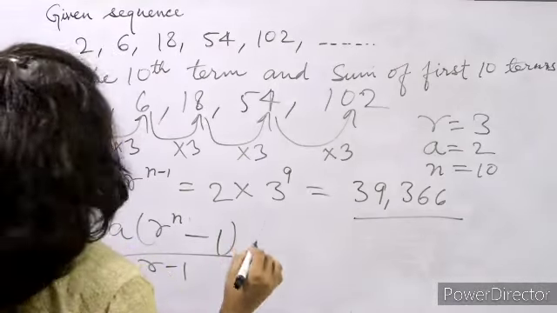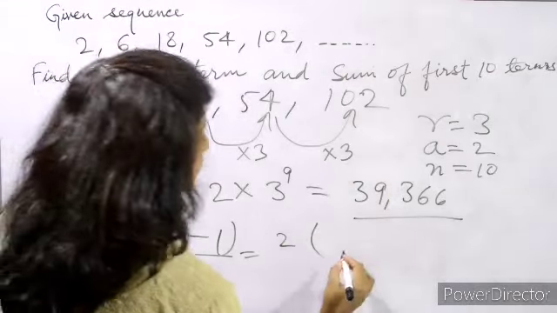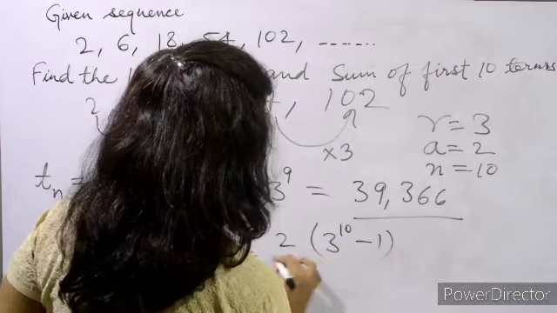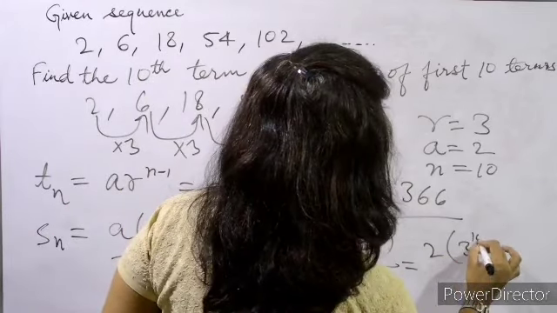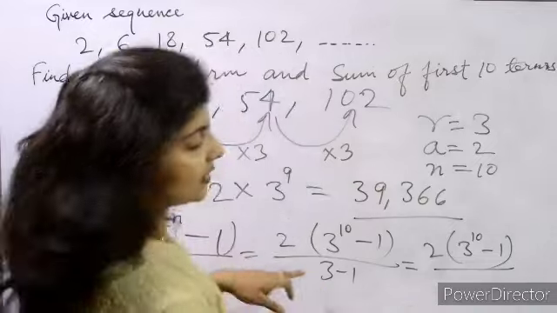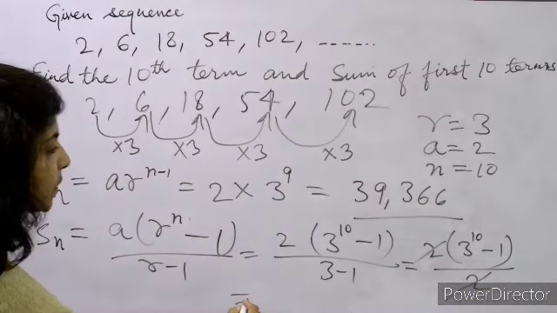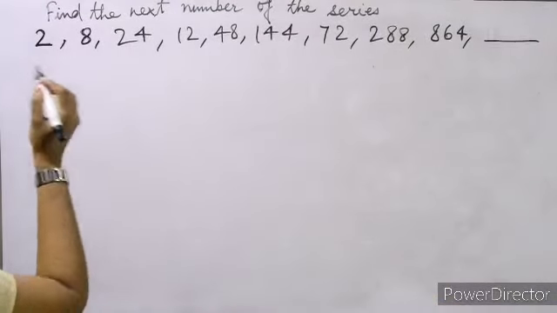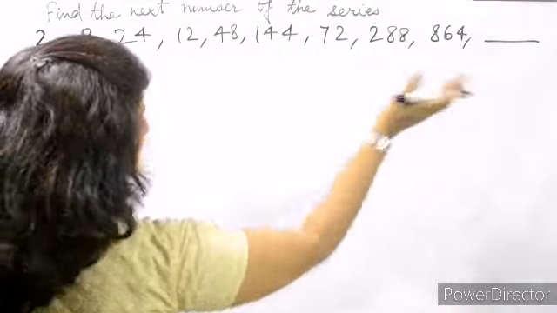So n is 10. The value of A is given as 2, multiplied by the value of r, which is 3, and the value of n is 10. 3 to the power 10 minus 1 divided by 3 minus 1. So 3 minus 1, 2 into 3 to the power 10 minus 1 divided by 3 minus 1 will be 2. So 2 cancels. So the value will be 3 to the power 10 minus 1. The value will be 59048.